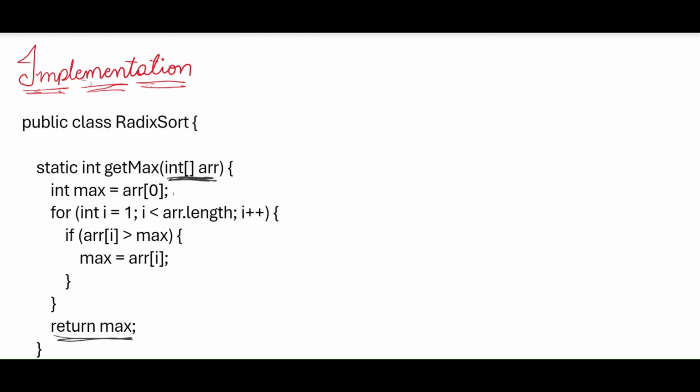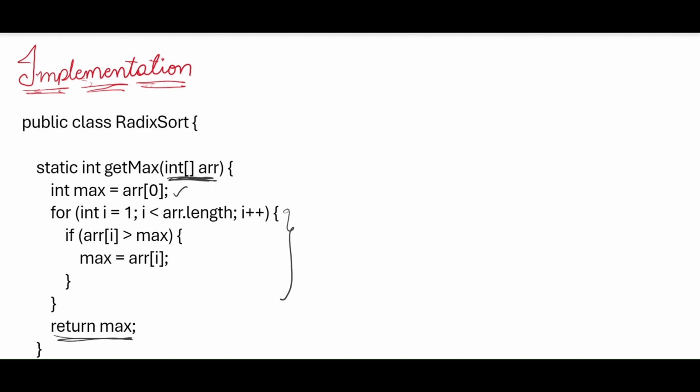Now we will go into this function. First, int max is equal to array of 0. It means initializing max to the first element of the array. This variable will hold the maximum value as the method iterates through the array. Okay, then after we will go to the loop.